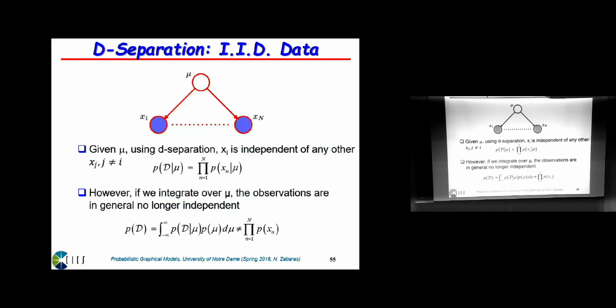And the graphical representation of the IID property is the simple graph that you see. So can somebody tell me why this graph embeds this independence relation? In other words, why is x1 independent of x2? What is the only way to go from x1 to x2 in this case? To go through mu, all right?